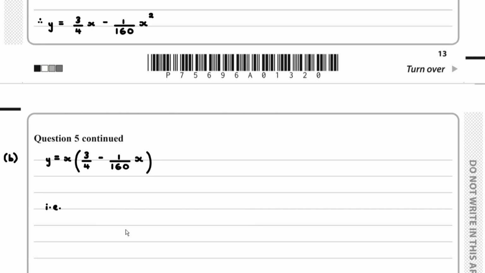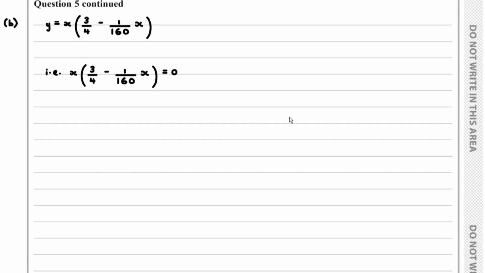So I've got x multiplied by 3/4 subtract 1 over 160 x, and this is equal to 0. So either x is equal to 0 or 3/4 subtract 1 over 160x is equal to 0. And if I solve 3/4 subtract 1 over 160x equal to 0, you will find x to equal 120, meaning going from 0 to 120, OA will equal 120 meters.